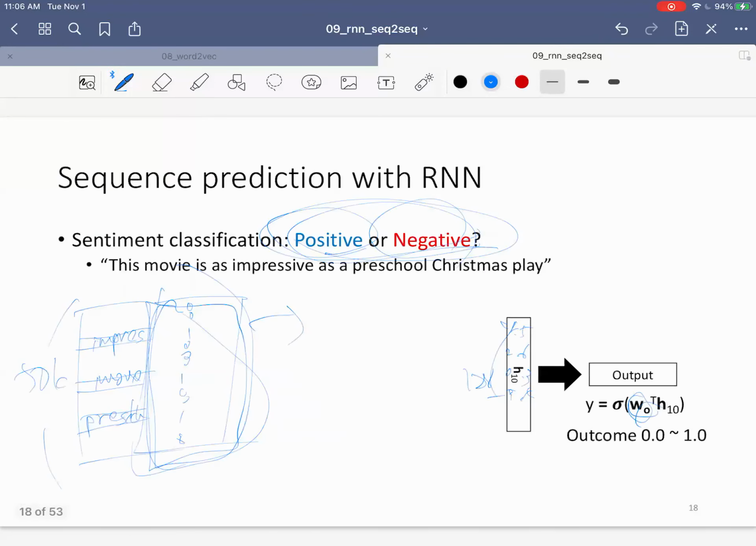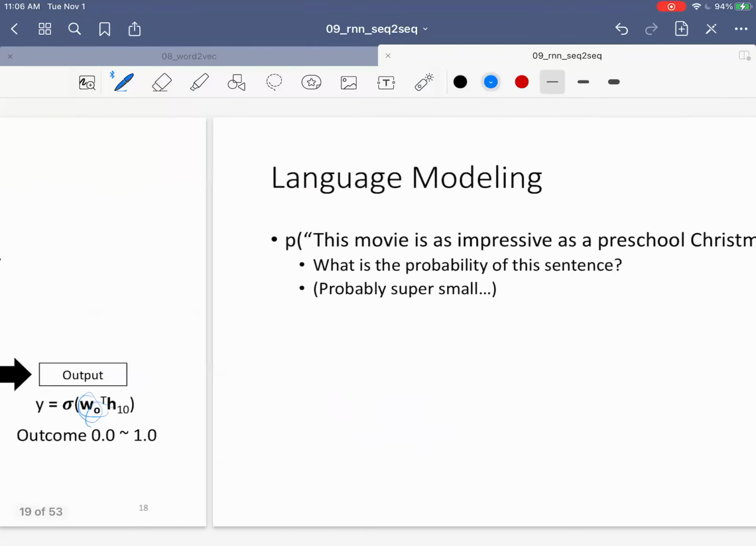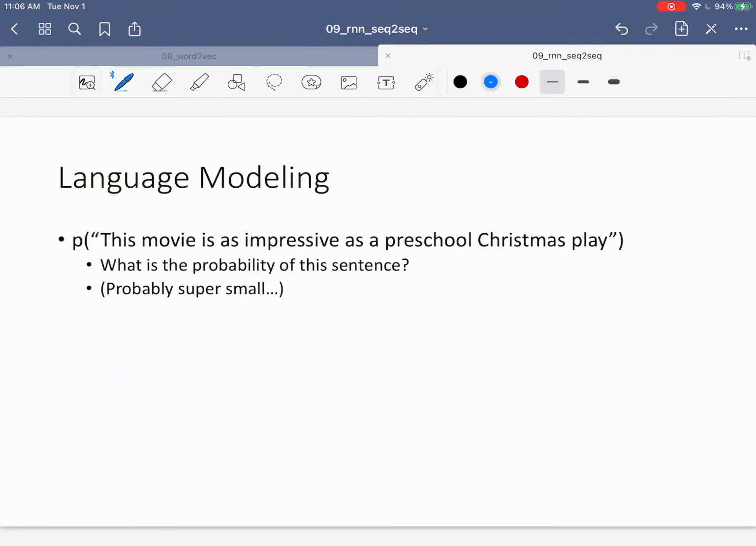All right, so far, any question with RNN? In some sense, RNN is actually simpler than a feed-forward network, because you're reusing the same weights over and over again for different layers. Right, so no question.